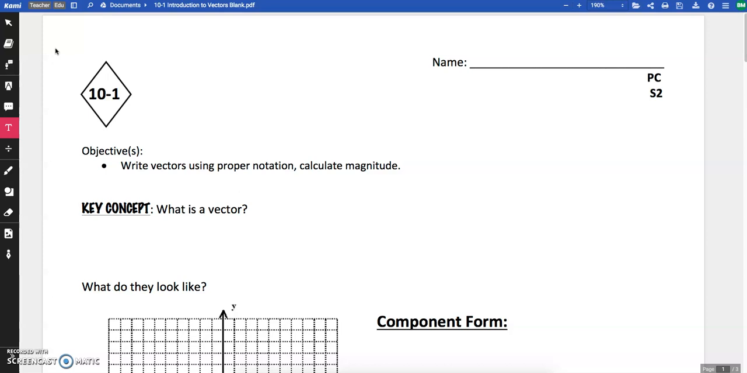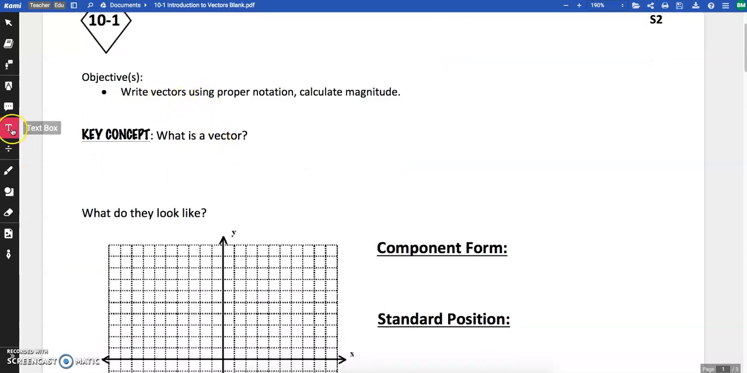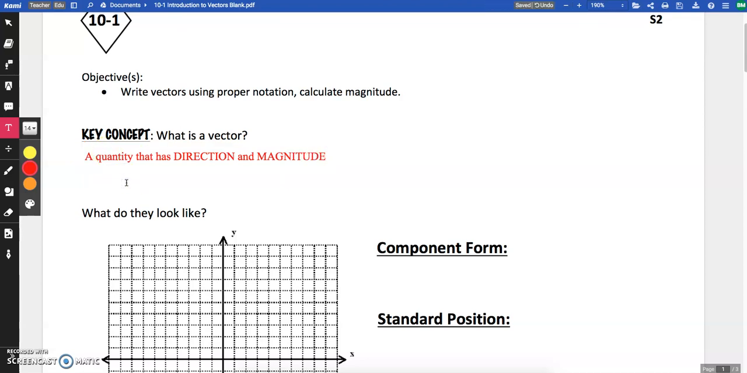So we're just going to start today with an introduction, kind of what they are, and a couple ways we use them in pre-calc. So starting with what is a vector. I'm actually going to type this to make it a little bit easier. A vector is a quantity, a number, or actually a set of numbers, that has direction and magnitude. That's the big idea with vectors, that they have both direction and magnitude. They have two features that define them.